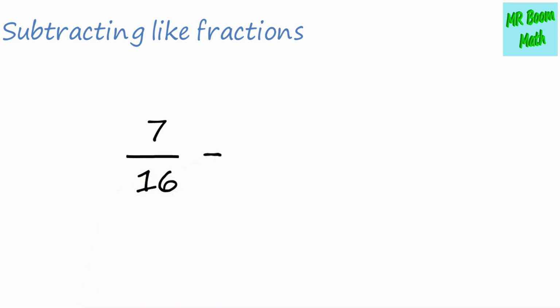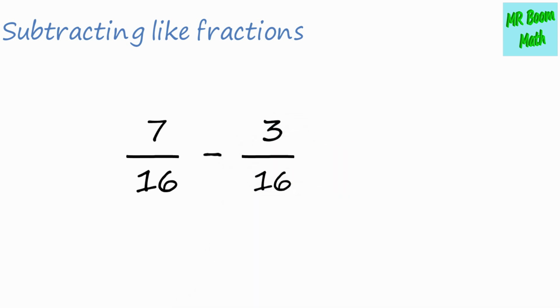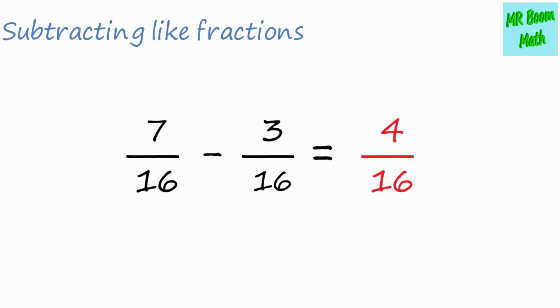7 over 16 minus 3 over 16. First we subtract the top numbers. 7 minus 3 equals 4. Then we just write the same bottom number in our answer, 16. So 7 over 16 minus 3 over 16 is 4 over 16. So adding and subtracting fractions with the same bottom numbers is easy.